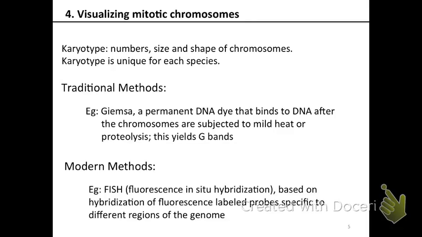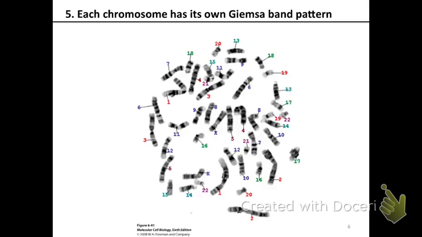So the traditional methods to look at mitotic chromosomes involve Giemsa staining. This is basically a permanent dye that binds to DNA after the chromosomes are subjected to mild heat or proteolysis. Okay, and this yields the G bands, which I'm going to show you a picture of. There are now more modern methods that use fluorescence in situ hybridization, and this is based on hybridization of fluorescently labeled probes specific to different regions of the chromosomes. Okay? So first, what does the Giemsa staining look like?